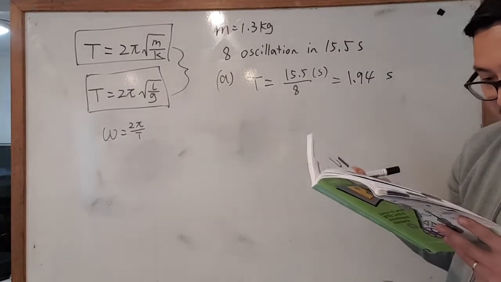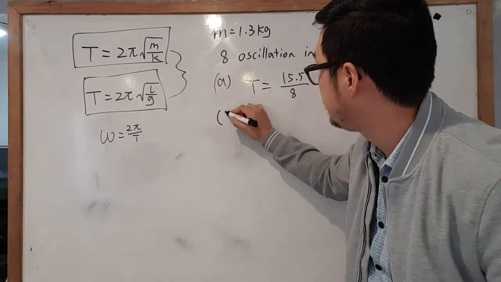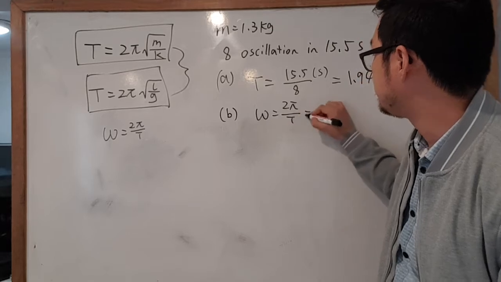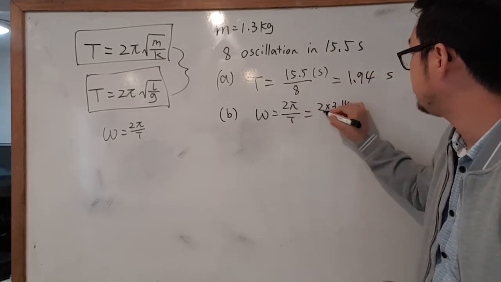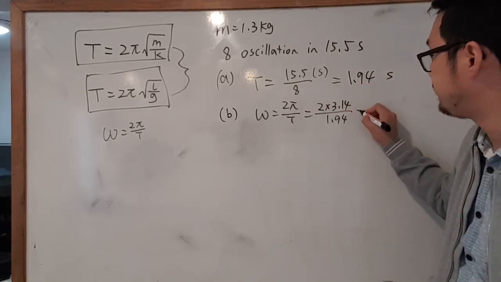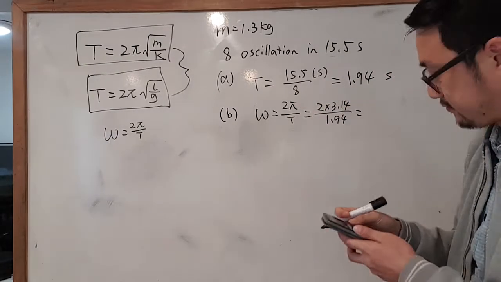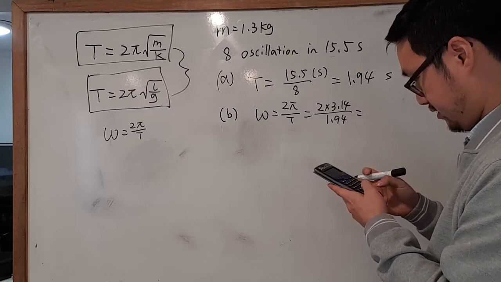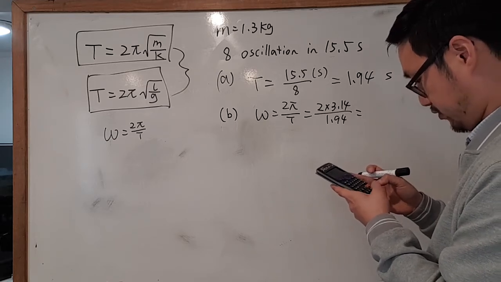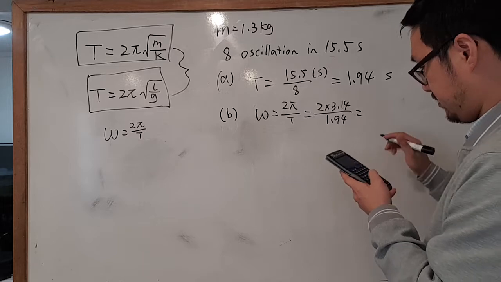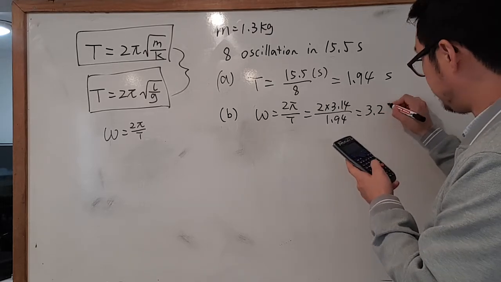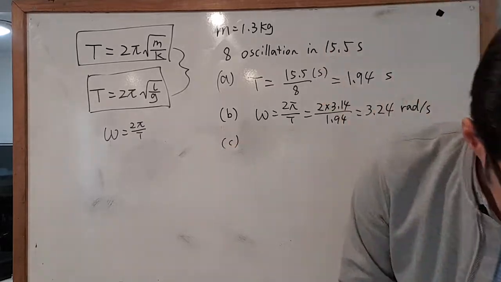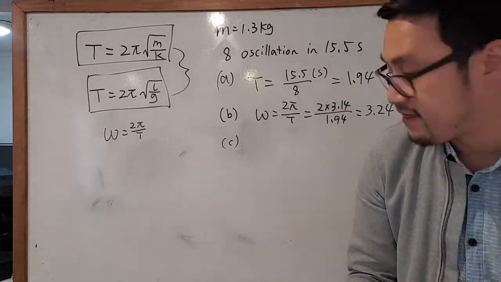And then the angular frequency. Omega equals 2 pi over T. That's 2 times 3.14 divided by 1.94. Put that in the calculator: 2 times 3.14 divided by 1.94. That gives 3.24 rad per second.